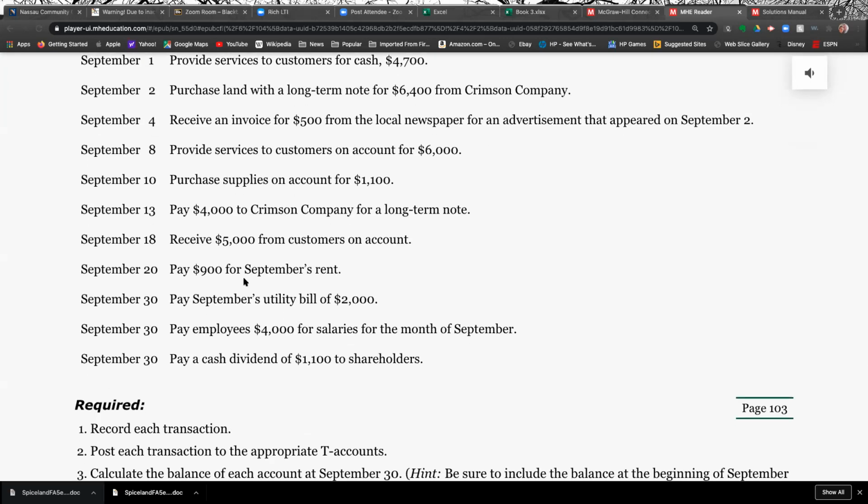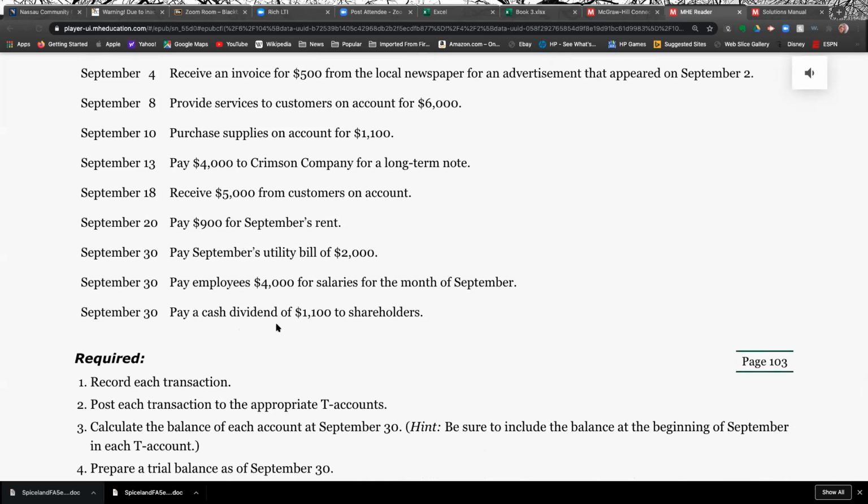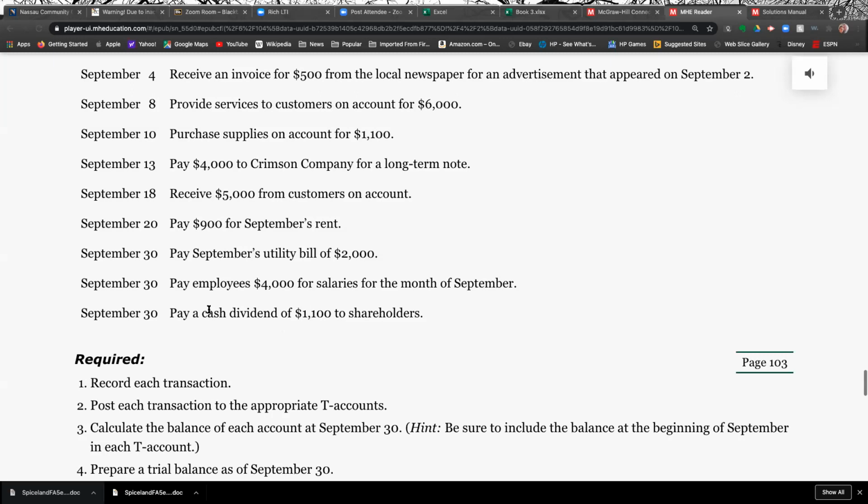Pay September's rent, right? Pay means subtract cash. Rent is an expense. Pay the utility bill. Pay salaries. So pay rent, pay utilities, pay salaries. Very similar. Subtract cash, 900. Subtract from cash, 2,000. Subtract from cash, 4,000. Rent expense, utilities expense, salaries expense. Pay cash dividend, debit dividends, credit cash.